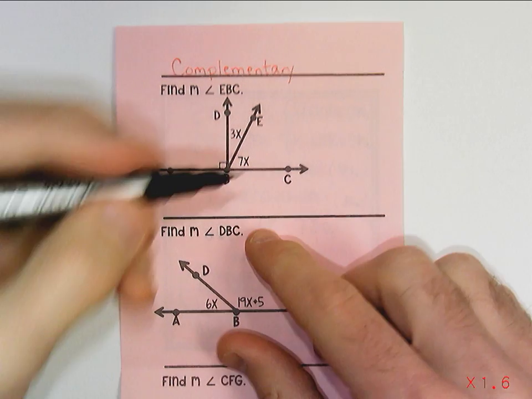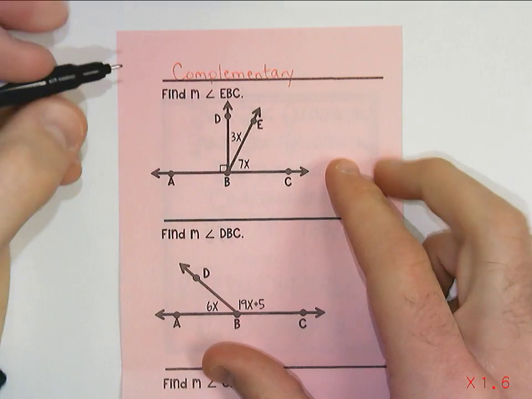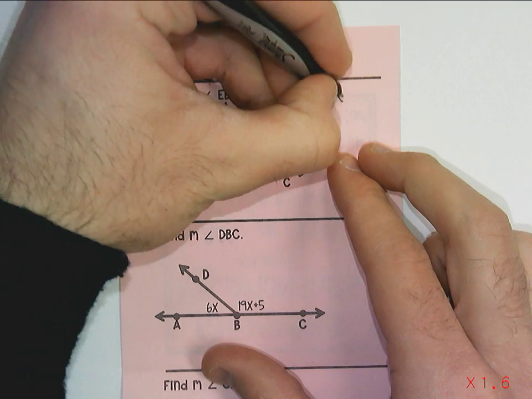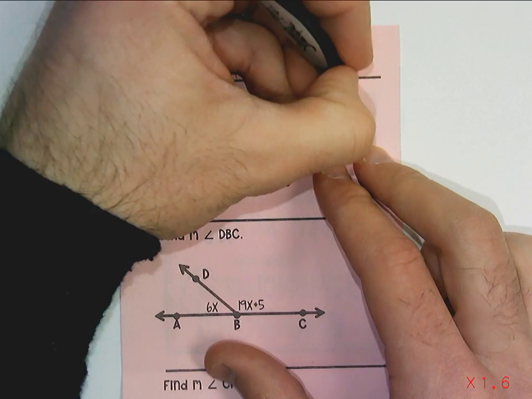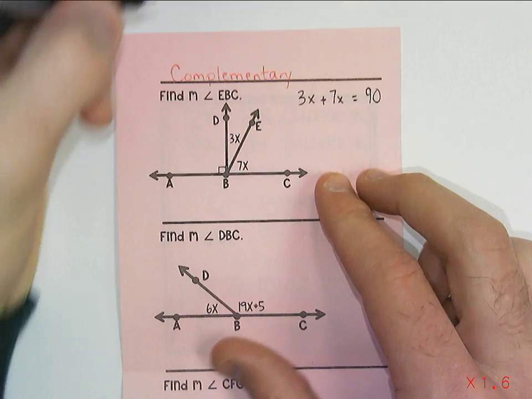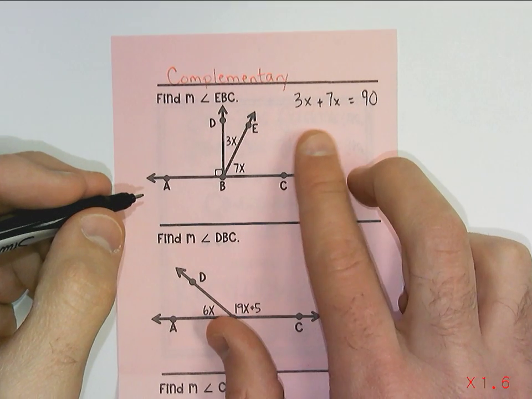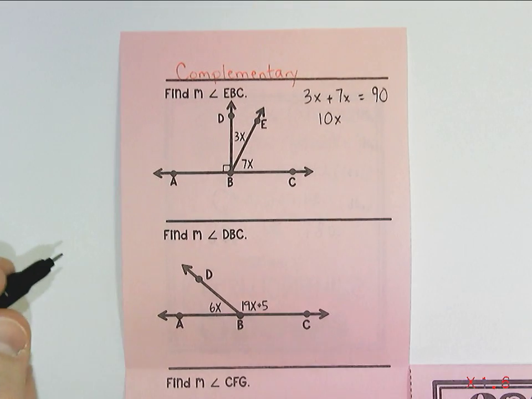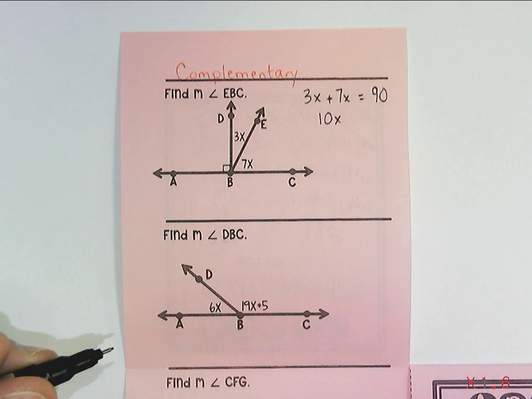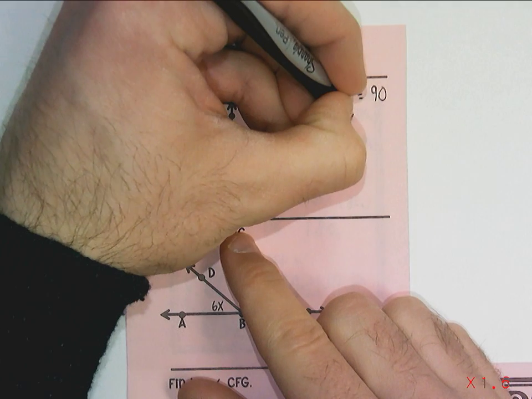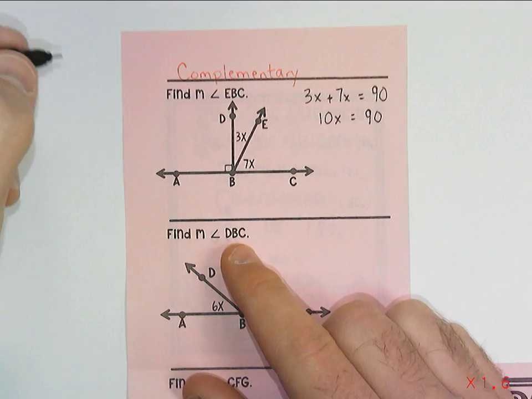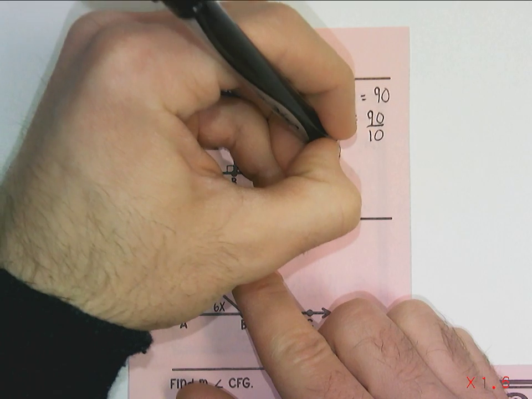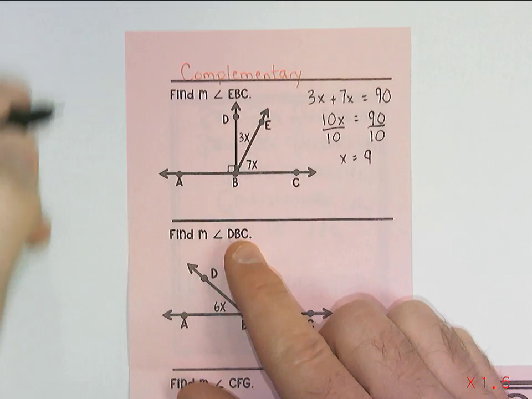So if they're adding up to 90 degrees, we want this angle plus this angle to add up to 90. So we would have 3x plus 7x equals 90. Combine like terms here. This is all things that we've done in the past with solving equations, so it's just taking it to another level applying it to geometry. 10x equals 90. In order to get x by itself, we must divide by 10. So x is equal to 9.